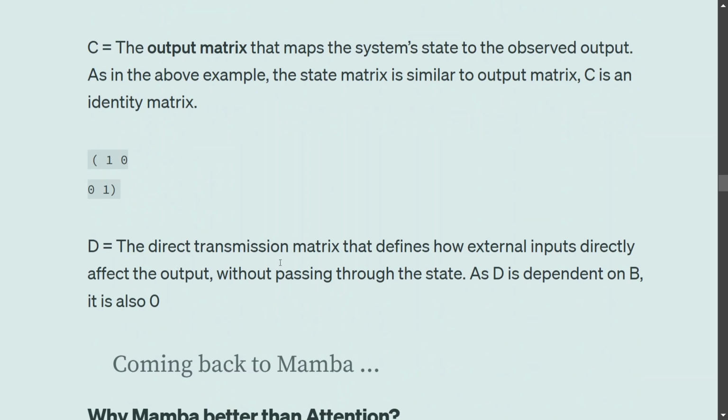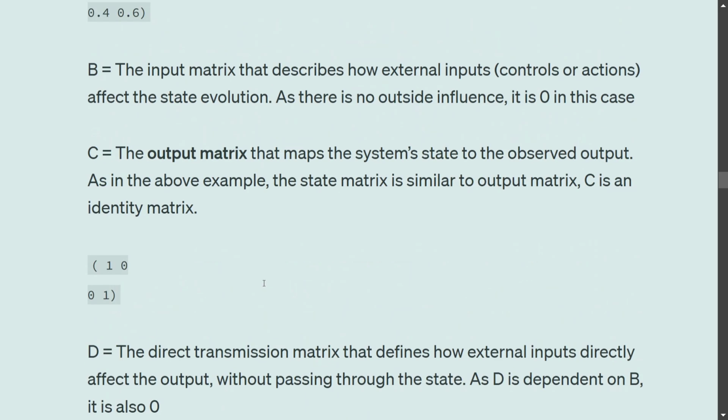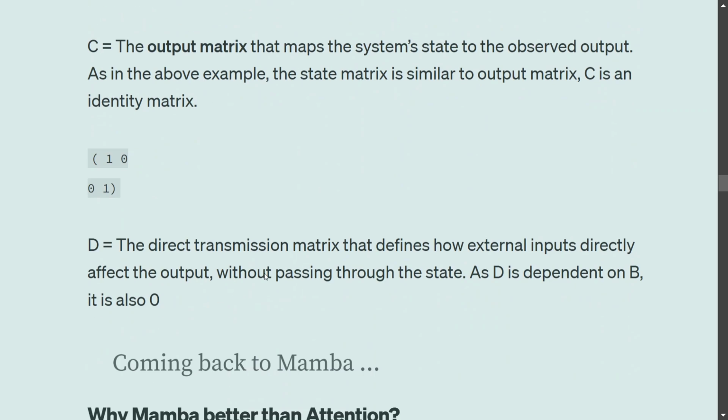D is the direct transmission matrix that defines how external inputs directly affect the output. So again, A and B relate to the state probabilities, while C and D relate to the actual output. These two are not the same thing, the state variables and the actual output, right? So this is how a state selective model works. This might be a little complicated. Just pause a bit, read what we have written. I think you would be able to get it.